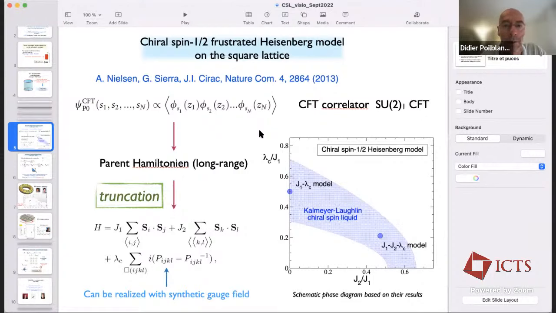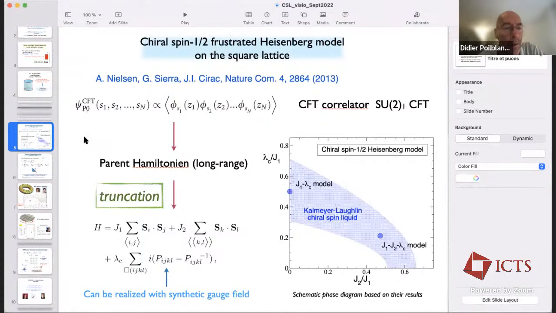I just wanted to clarify. Thank you. Yeah, so Didier, I have a question on the Kagome. This small critical value that you mentioned is on top of the nearest neighbor Heisenberg antiferromagnet, right? That you need a chiral term. The one I just mentioned to you now. Yes, this is just the J1 lambda model.